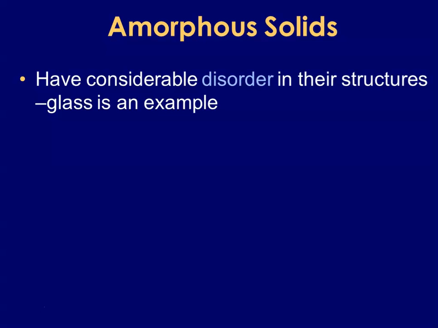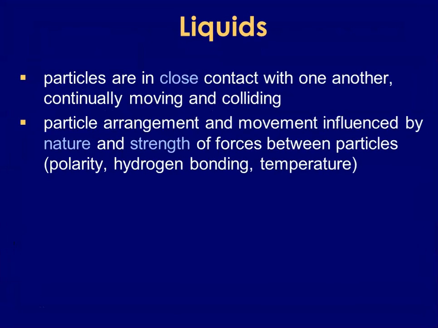I already talked about amorphous structures. Again, glass is the key example typically with amorphous, that there's just a lot of entropy in their structure that can allow them not to keep a necessarily set shape, so rigid.